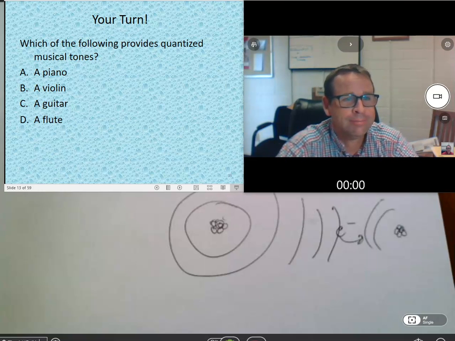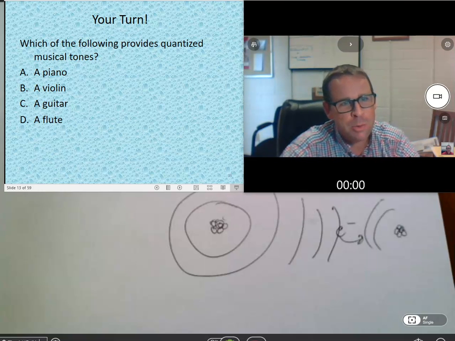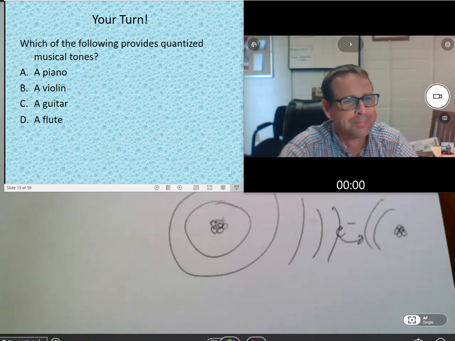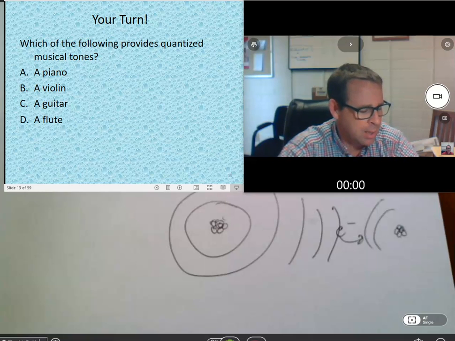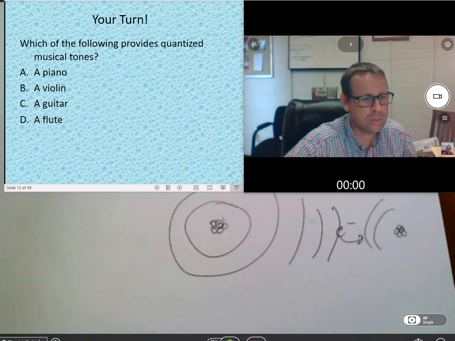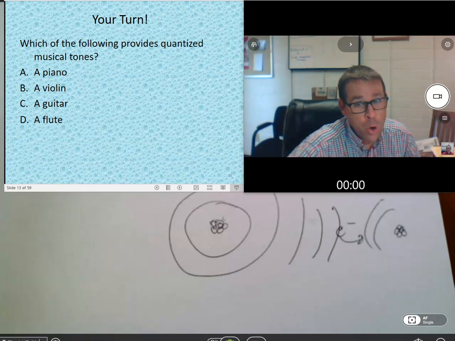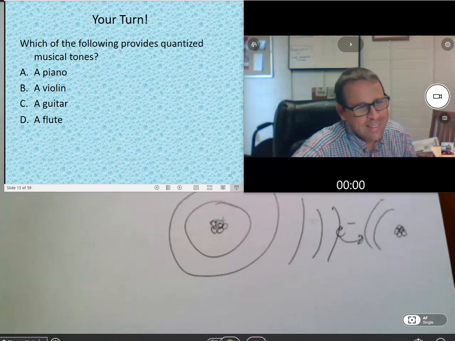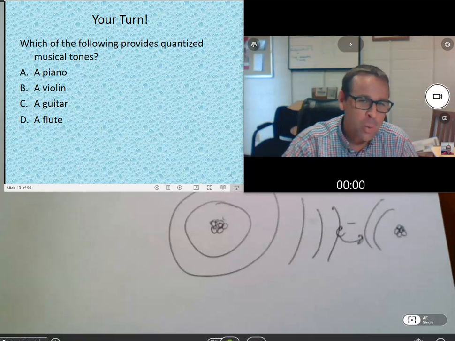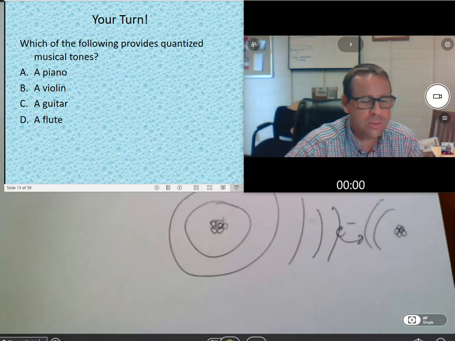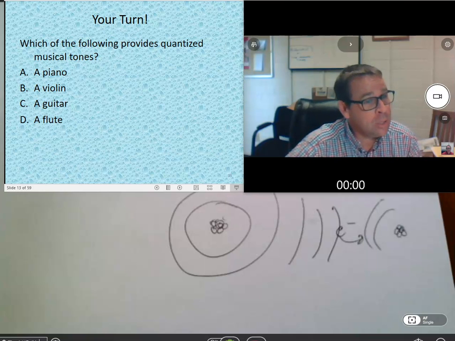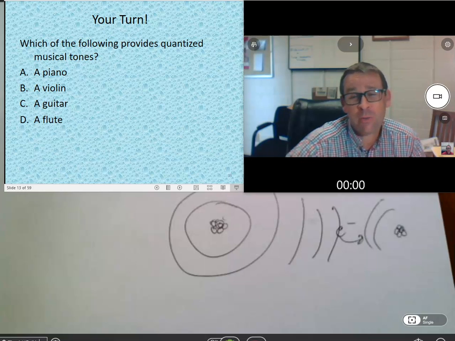What do you guys think? Which one provides quantized musical tones? I think piano. Yeah, piano. How about a human voice? Let's think about a human voice. I'll give you my interpretation of quantized musical tones. Ooh, ooh. Am I singing in quantized or continuous tones? If I go continuous, right? The human voice can hit all sorts of notes. Have you ever thought about that?